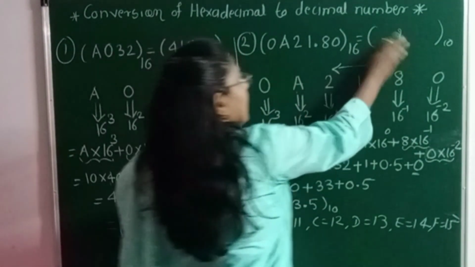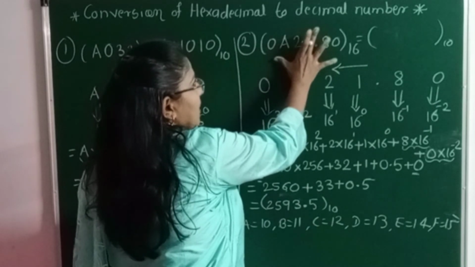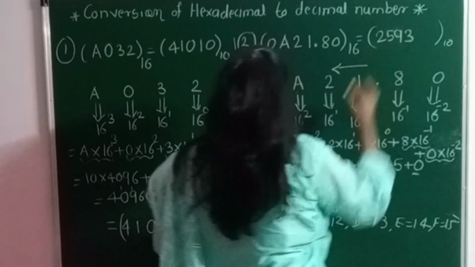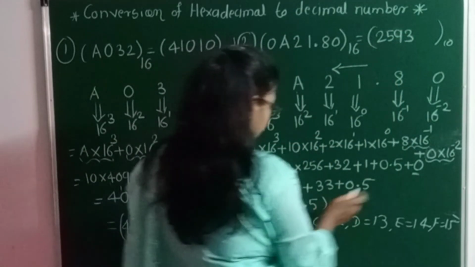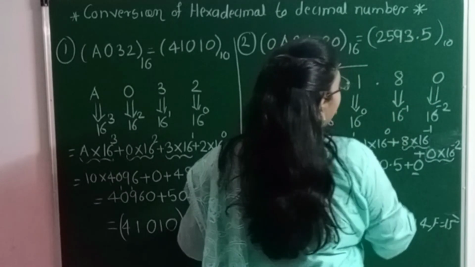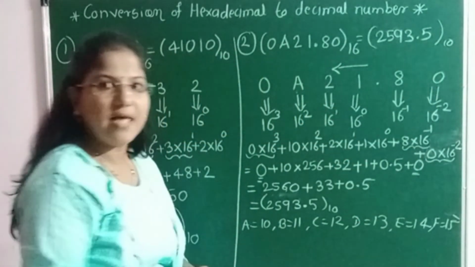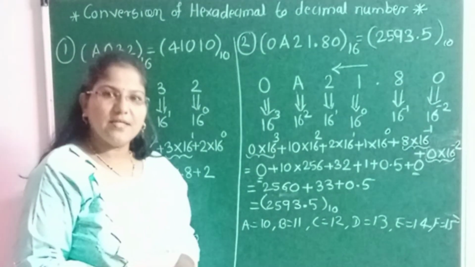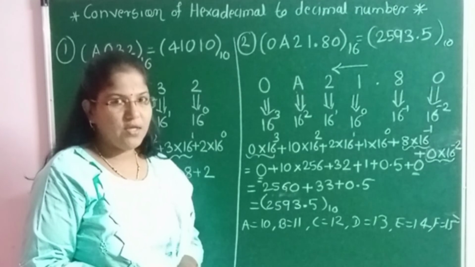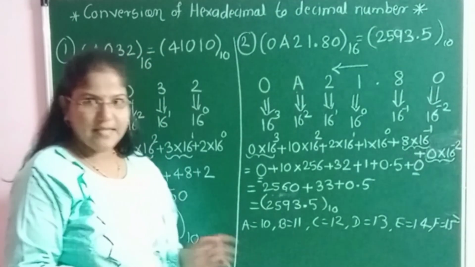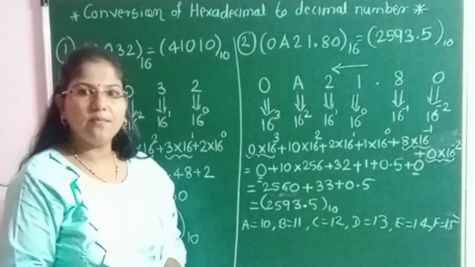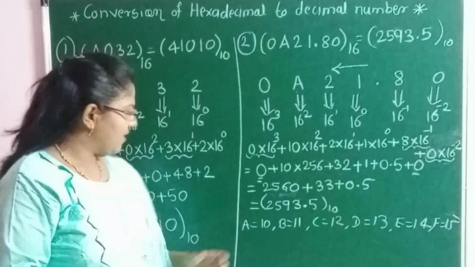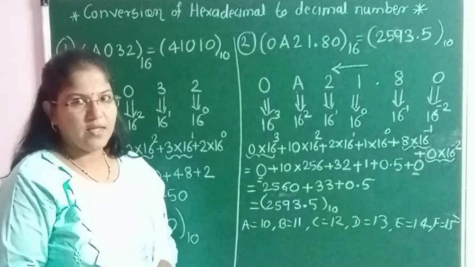So at last we can write the answer as, write given hexadecimal number equal to 2593.5 and write radix or base as 10. So this is how very simple method to convert the hexadecimal to the decimal number system. Only the thing we should know the weighted values of hexadecimal number system. Then we will take the multiplication of digit with its associated weighted value, and at last just take the addition of all those multiplication results.